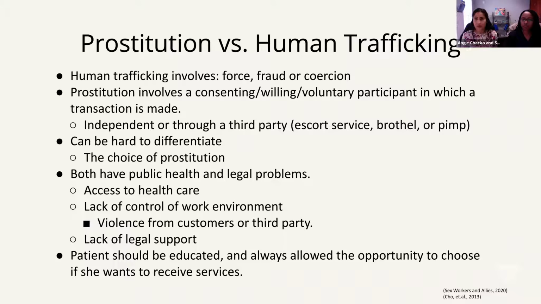Many times our patients that come in, even if they are doing prostitution, say, I don't really want to be doing this. I don't want to be here, but I have to. So it's very difficult for victims of human trafficking, but for sex workers as well. Both victims of human trafficking and sex workers have public health and legal problems. They have difficult access to care as well as lack of control of the work environment. Like I was saying about the pimp, that relationship can change pretty easily. Their clients can be very violent as well.